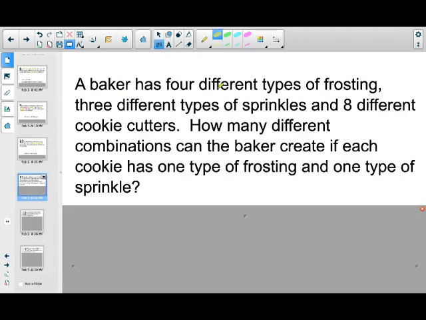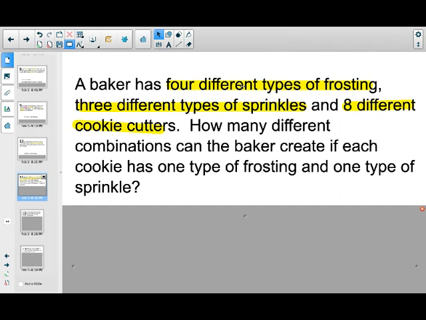Next one here, a baker has 4 different types of frosting, 3 different types of sprinkles, and 8 different cookie cutters. How many different combinations can the baker create if each cookie has 1 type of frosting, 1 type of sprinkle, and 1 cookie cutter?